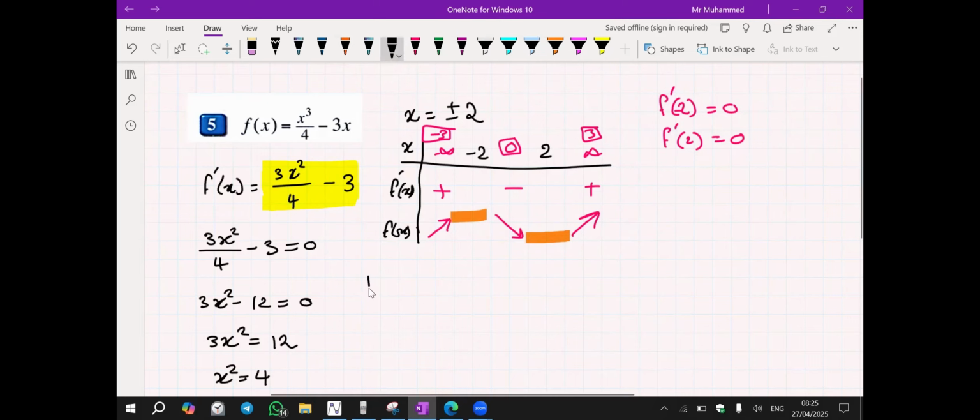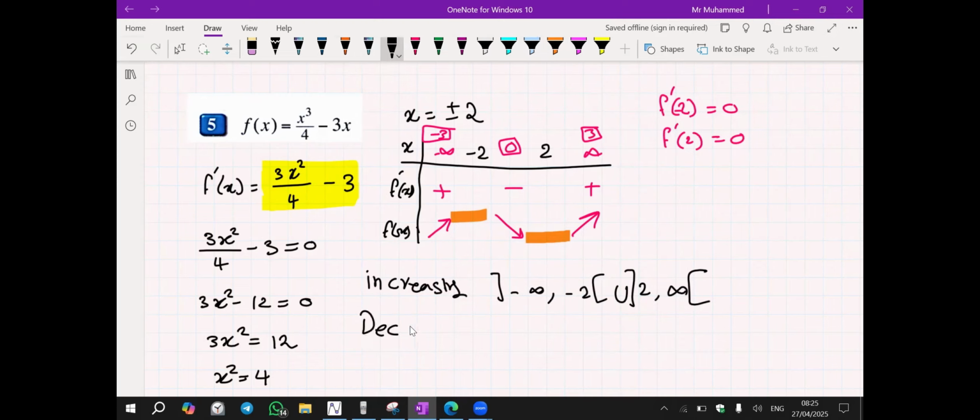So as an interval, increasing interval is from negative infinity until negative 2, union with 2 until infinity. All the brackets are open. Decreasing is only from negative 2 until 2. This is the interval of decreasing.